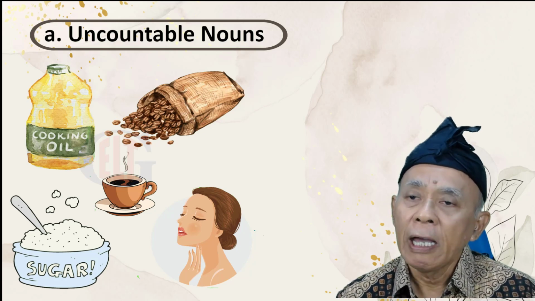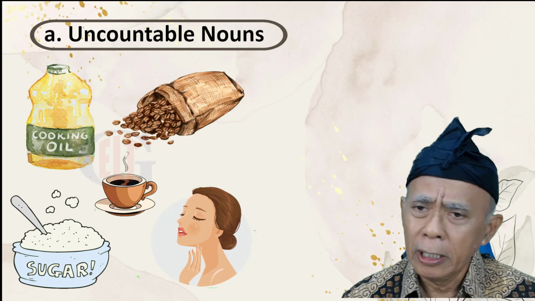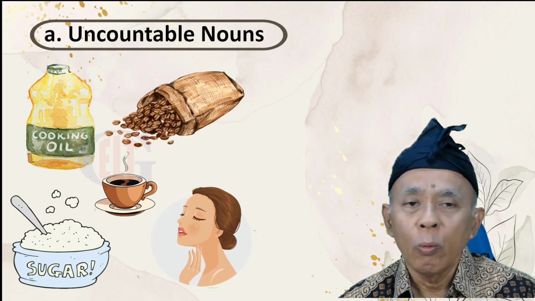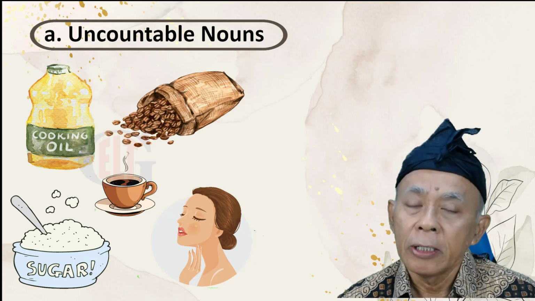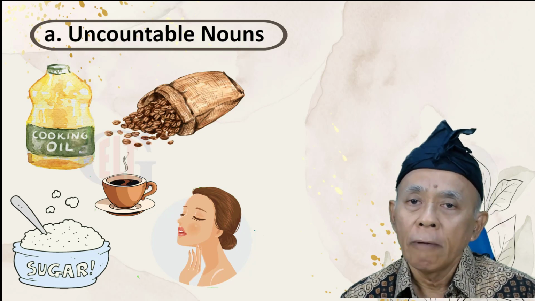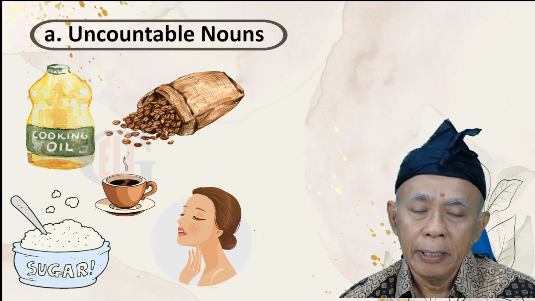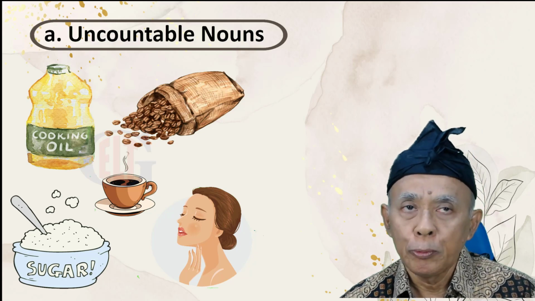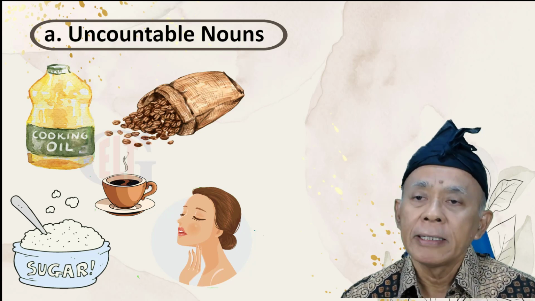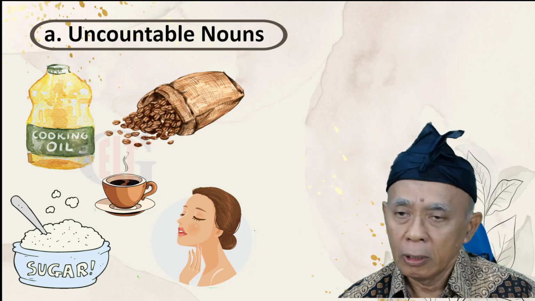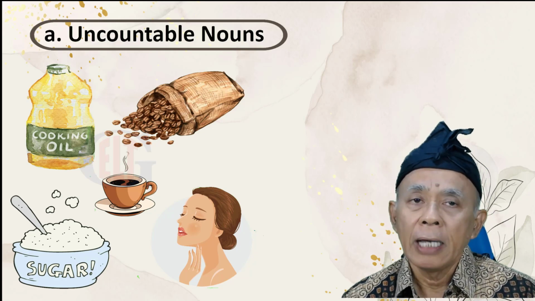And then here we have the picture of a lady. Of course, we can say 1 lady, 2 ladies, 3 ladies, and so on. But the beauty of the lady is uncountable. So beauty is uncountable. We cannot say 1 beauty, 2 beauties, 3 beauties. A lady is countable, but the word beauty is uncountable.